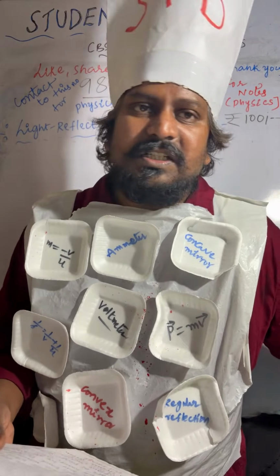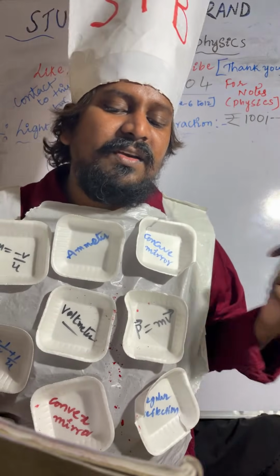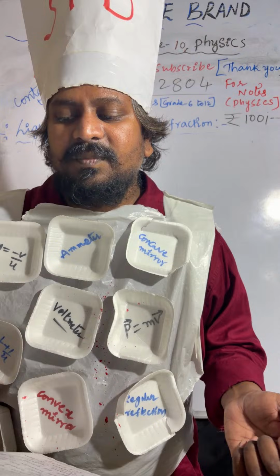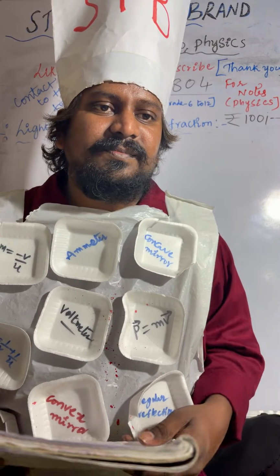State laws of reflection of light. What are the laws of reflection? Incident ray, reflected ray, and normal line lie on the same plane, and angle of incidence is equal to angle of reflection. Okay.